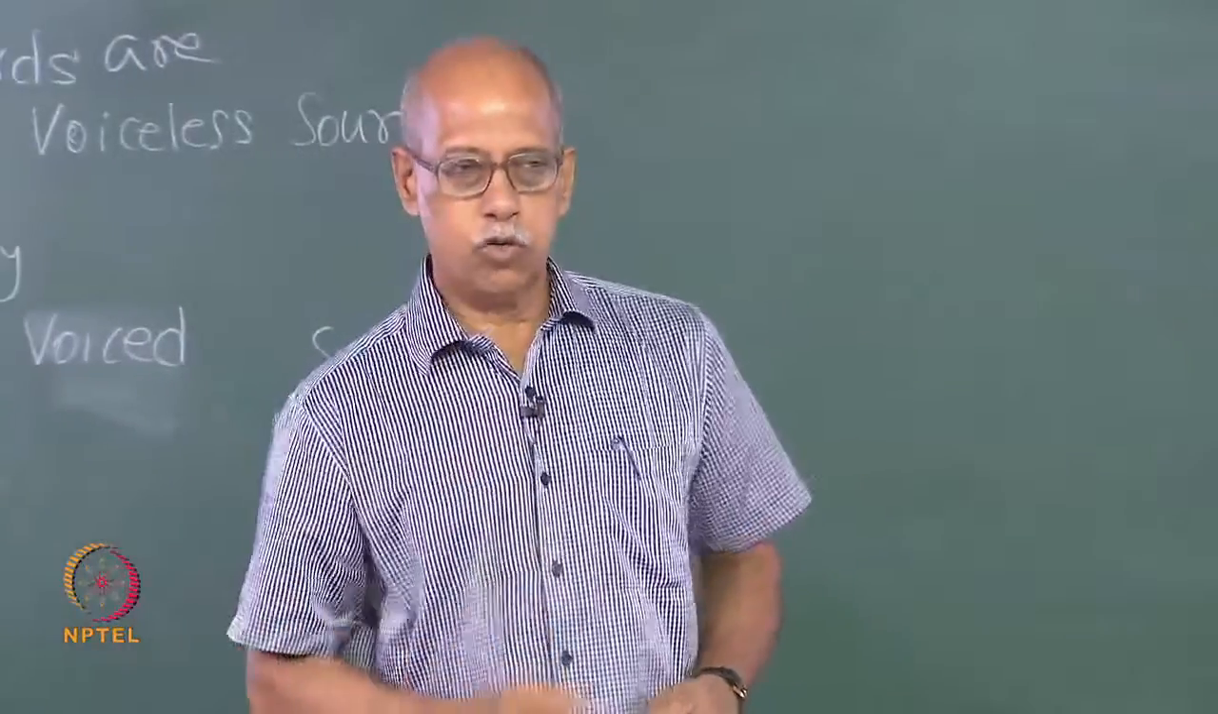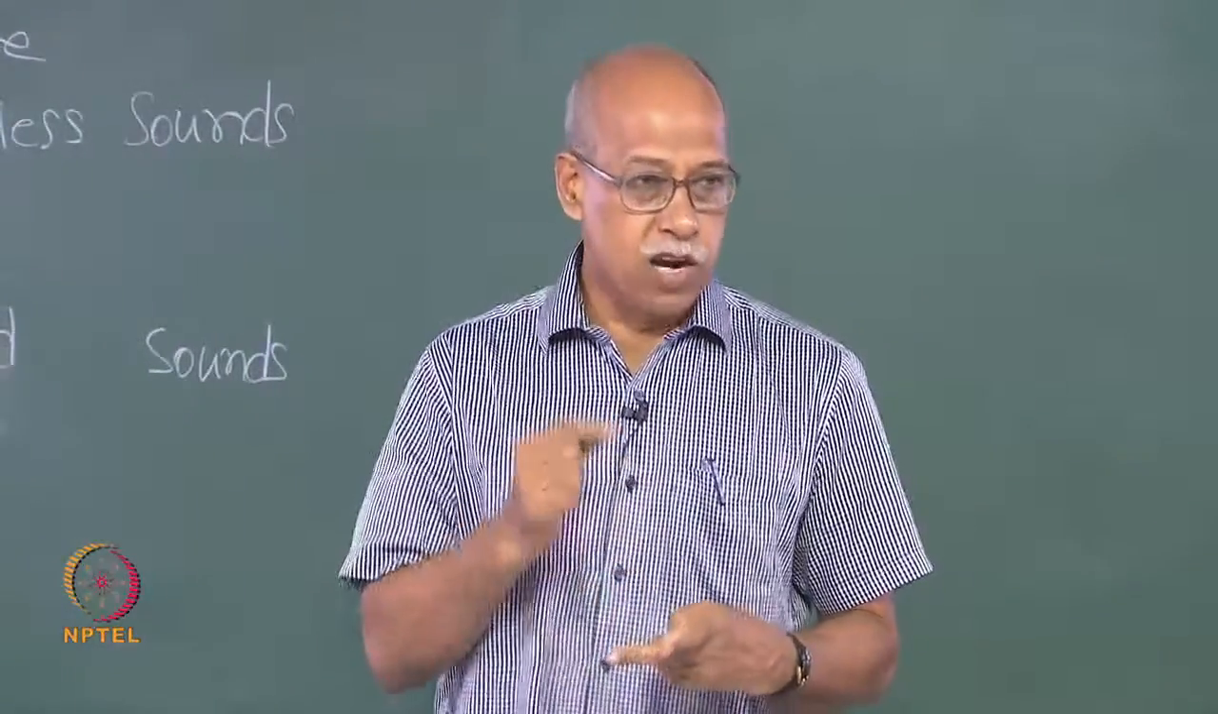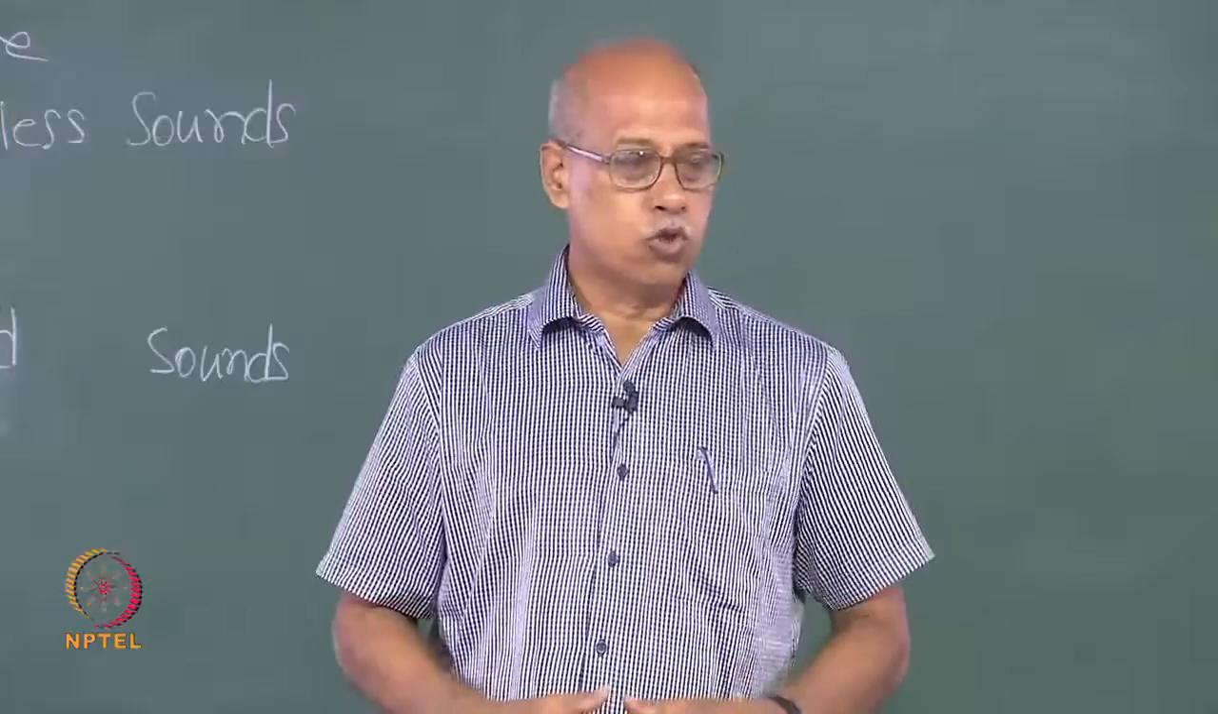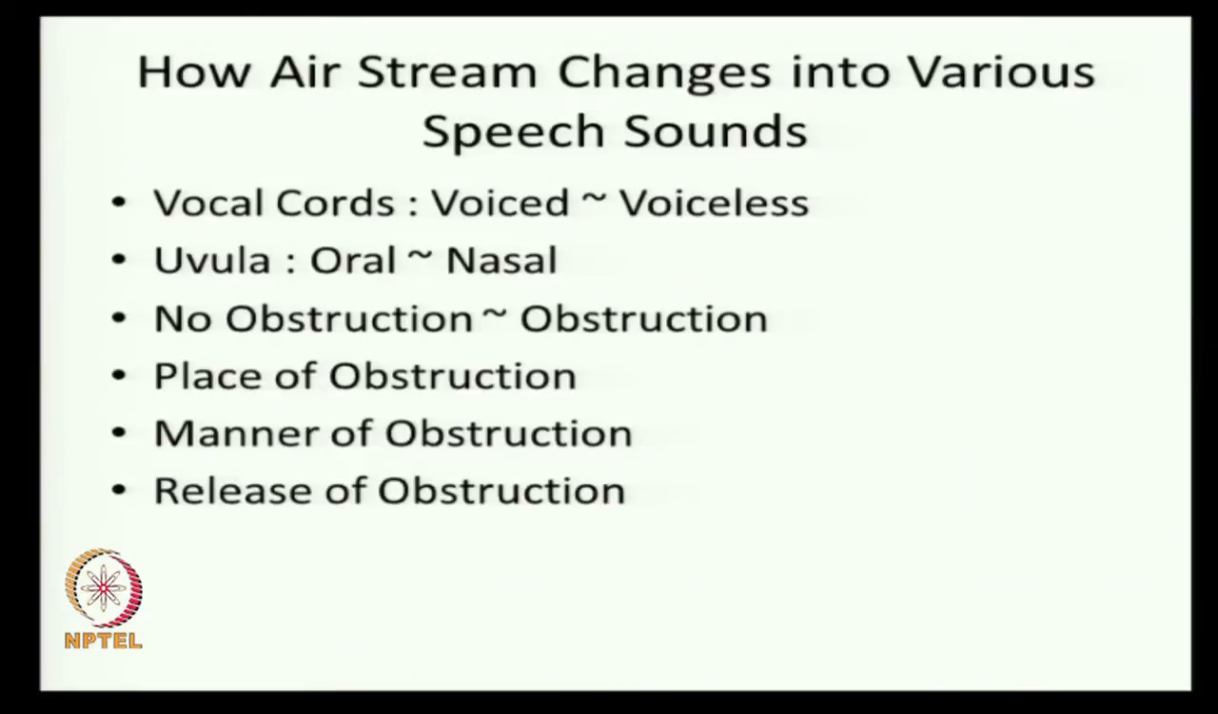So, please note mentally that the point of obstruction and release of obstruction give us two other parameters. What are the other parameters? Number one, vocal cords, voiced or voiceless. Then we have oral or nasal. Then we have obstruction or no obstruction. Then we have place of obstruction. Where does the obstruction occur? Then we have manner of obstruction. All obstructions are not the same kind. Say for instance, when you say pa, pha, ba, bha, both your lips are together. Say it.